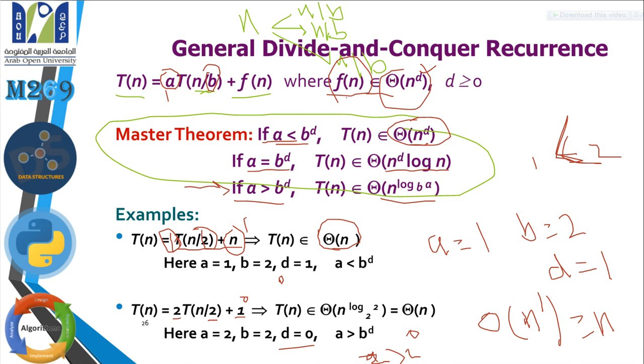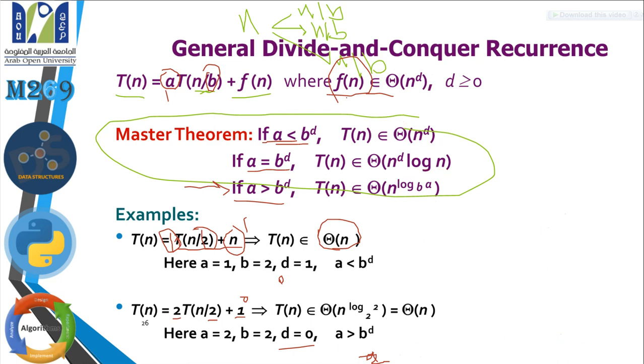Okay, what is the complexity? The complexity is as follows. Let me clear all this. Complexity is O of n to the power log base b of a. What is the value of b? It is 2. And a is 2. So log 2 with base 2 is 1, and we are left with n. So it is O(n).